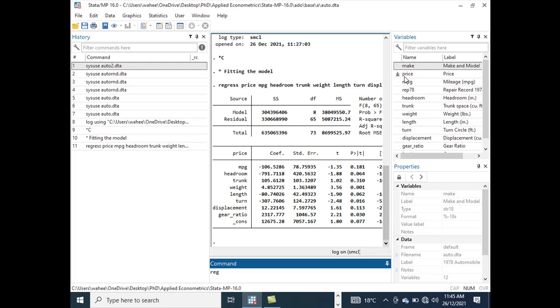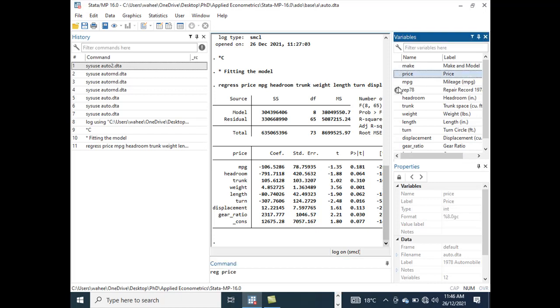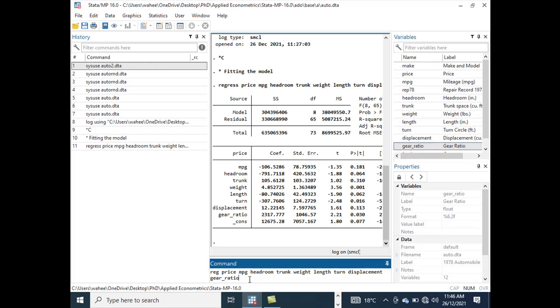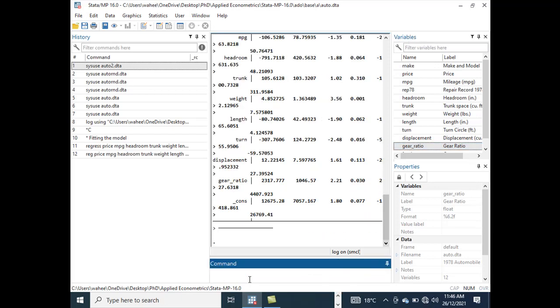For example, from the variable window you can just click the variables, but the first variable you should click after reg should be price, and then mpg, headroom, trunk, weight, length, turn, displacement, and gear ratio, and then click enter. Okay, this result is not appropriate.